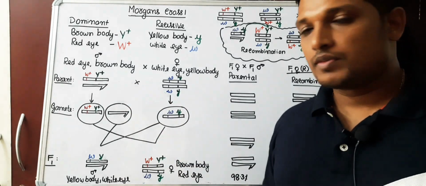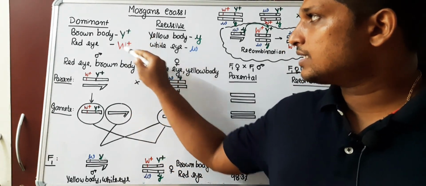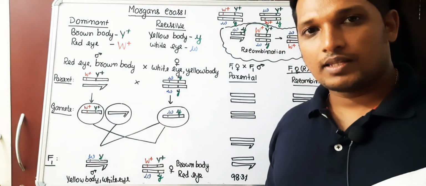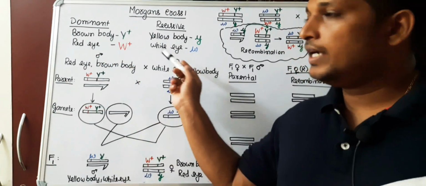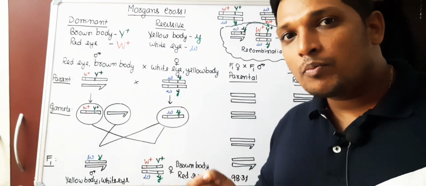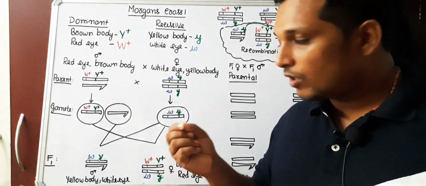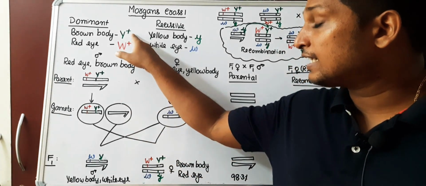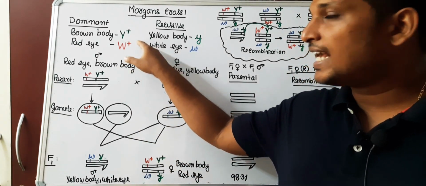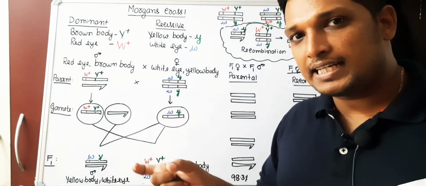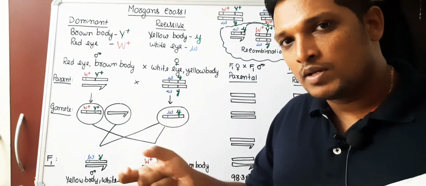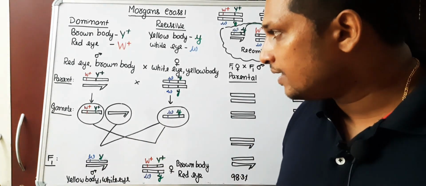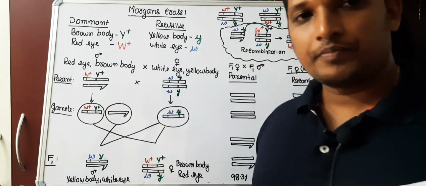X chromosome. Now, the important thing to understand here is body color and eye color. It may be yellow, white, red, anything. Genes for body color and eye color are located on the X chromosome. So you can consider these genes as sex-linked. What is meant by sex-linked? On the X chromosome, which is a sex chromosome, these two genes are present together. They are present very close to each other.